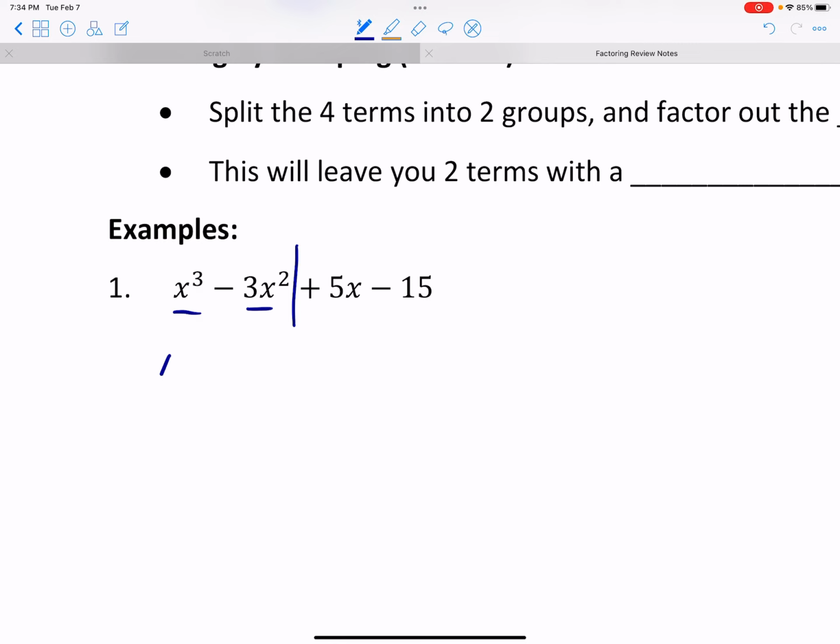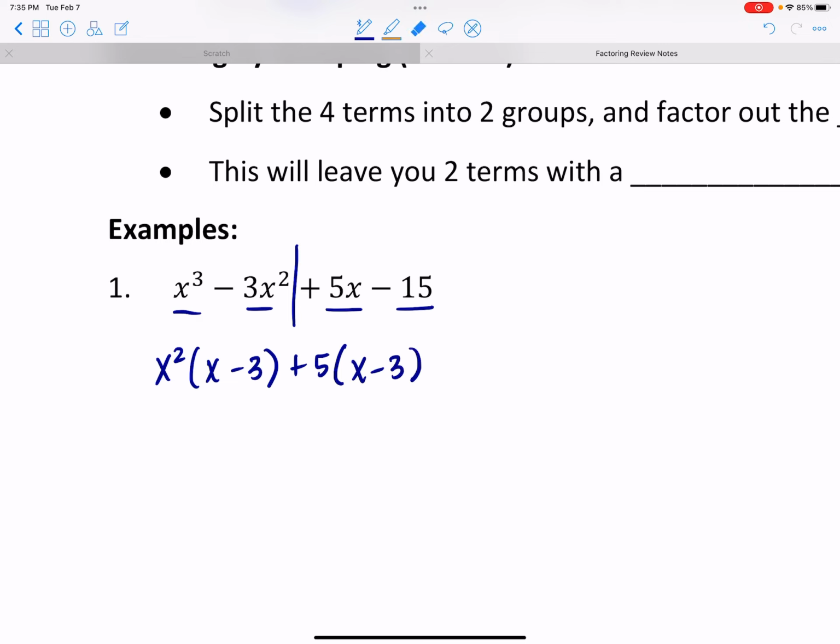They have in common an x squared, and so I factor that out, and when we're factoring this GCF out, we're dividing. That's where that opposite of multiplying comes from as well. So I'm going to be left with an x minus 3. If I look at these 2 terms, they have something in common as well. They have in common a positive 5, so I factor that out, and that's going to leave me an x minus 3.